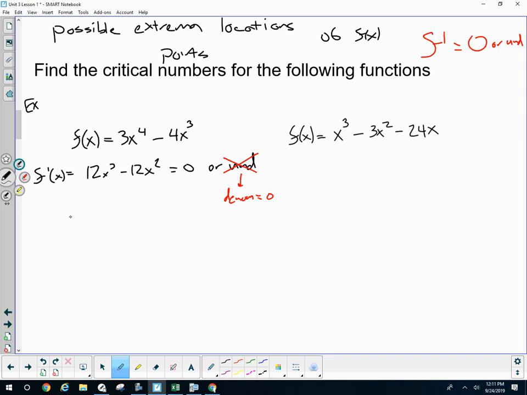Well, now we just have to work on our factoring skills. Since I factor out the greatest common factor, which is an x, since x is factored out, 0 is a solution as well as 1. For right now, all we know is that these are possible max-min locations.